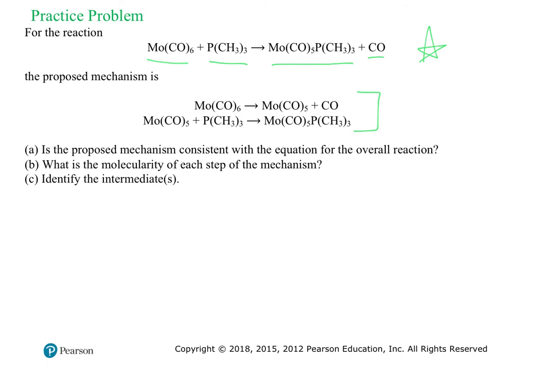Now we have a reactant, so unimolecular there. Only 1 molecule going in, and then we have molybdenum pentacarbonyl and carbon monoxide. That's step 1. Then we have that pentacarbonyl and our trimethylphosphine creating our big old molecule. So our intermediate is this pentacarbonyl. It's not involved in our overall reaction, so we can cancel it out. Since this involves 2 steps, this would be unimolecular and this would be bimolecular.